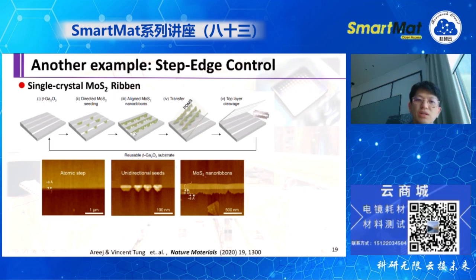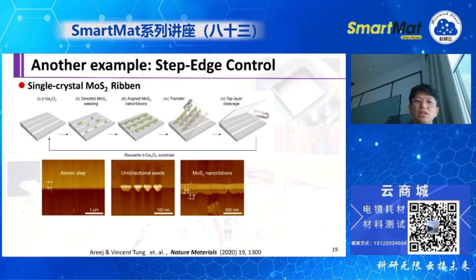So all these triangles actually nucleate right on the step edge, okay, because that's the easy way, with a lower energy for the seeding. And due to the step edge control, all these triangles point to the same direction. And also the diffusion control, as we mentioned, they prefer to grow along this step edge direction. Therefore, eventually they form an MoS2 nanoribbon. And this is a single crystal nanoribbon.